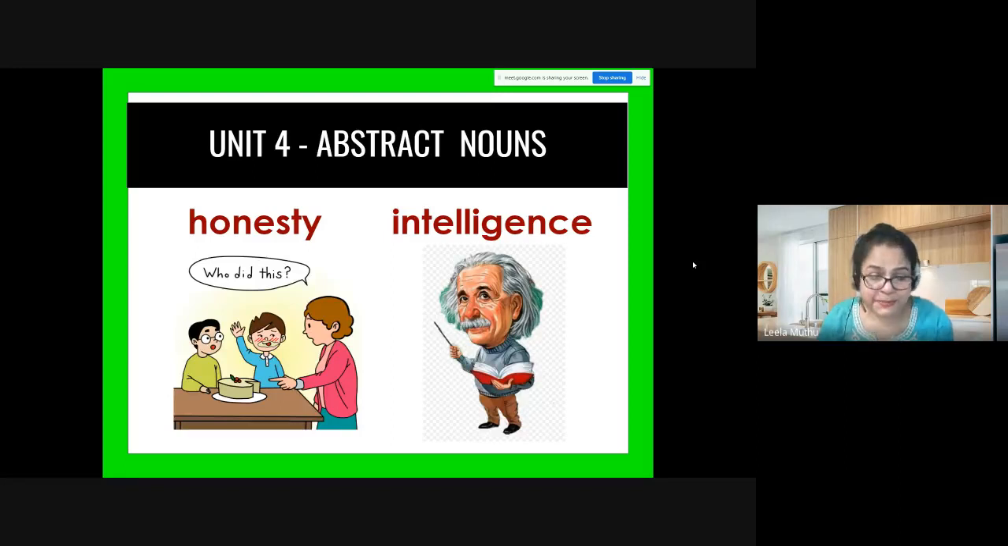Honesty. In this picture, you can see there's a piece of cake and one of the kids has raised his hand. He's eaten the cake and his mom comes and asks him, "Who did this?" So he's being very honest. He has the quality of honesty by admitting that he was the one who did it.